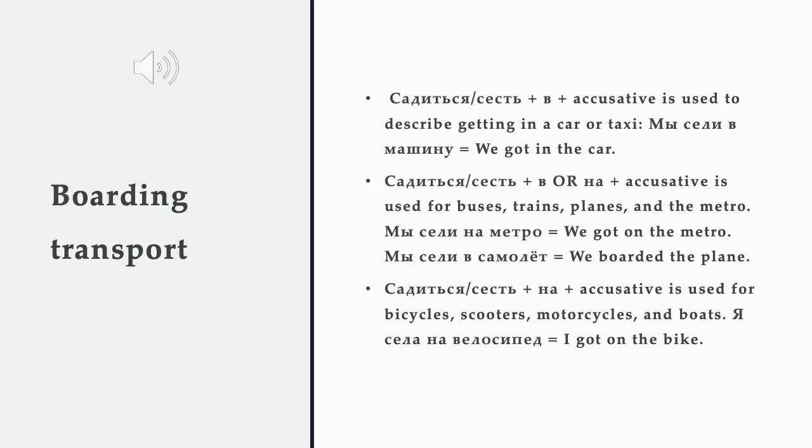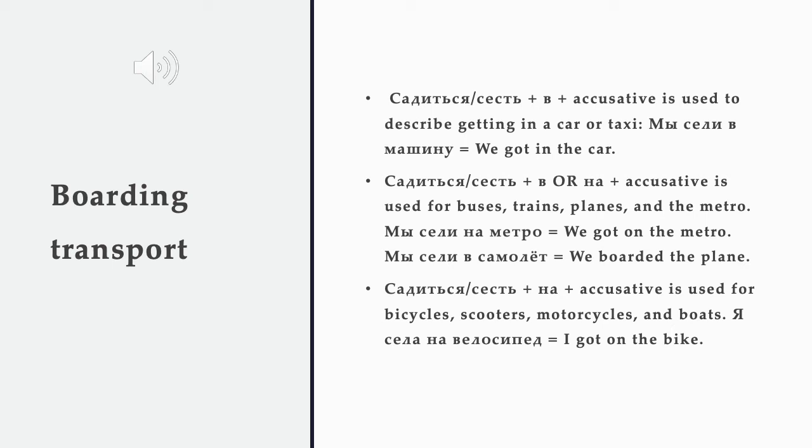And finally, let's talk about boarding transport, or the different ways you can say to get on some form of transport. In general, we use the verb садиться or сесть, to sit down. And notice that садиться or сесть is a verb of motion, and so it takes the accusative. The question is whether you use в plus accusative or на plus accusative. So we use в to describe getting into a car or taxi. So мы сели в машину. We got in the car, just like you would in English. You get in a car in English, you get in a car in Russian.